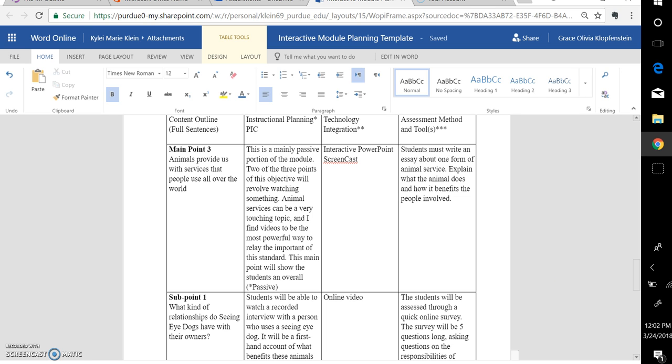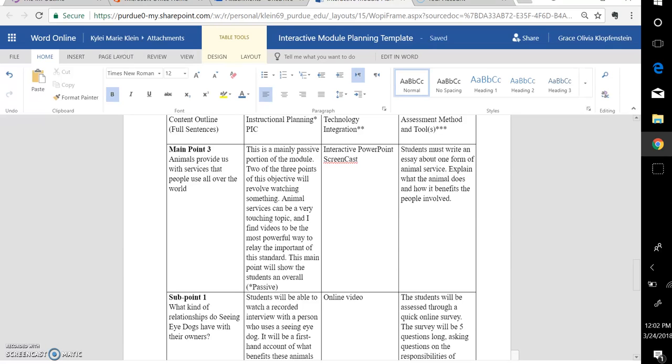Now, as for technology, I have an interactive PowerPoint and a screencast. Like I had mentioned to you earlier, I feel like that is the best way for students to get the most out of it without actually having the animals in the classroom. So we will be creating an interactive PowerPoint and screencasting over it to show you the different forms of service animals.